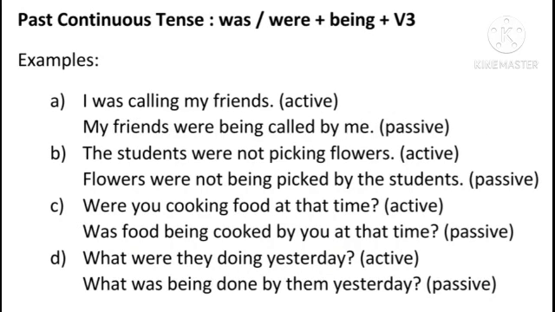Now past continuous tense. In active voice we use was or were plus ing with first form of the main verb. In passive voice we'll use was, were plus being plus third form of the main verb. Examples now. I was calling my friends. My friends were being called by me. The students were not picking flowers. Flowers were not being picked by the students.